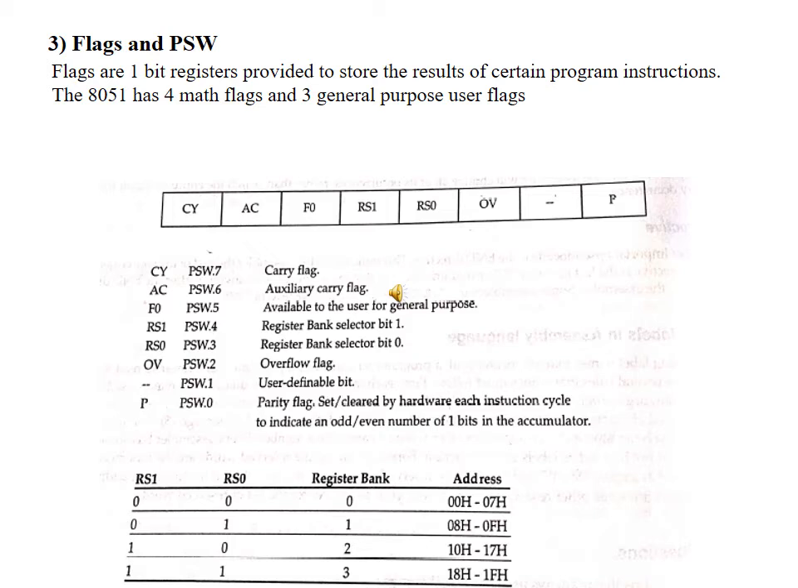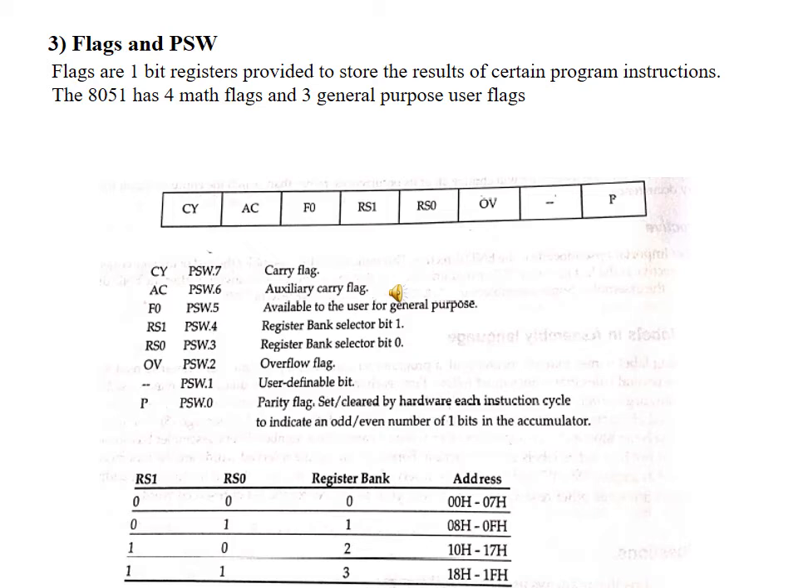So next is the parity flag. So this parity flag will reflect the number of ones in the accumulator register. If the register A contains an odd number of ones, then the parity flag is set to 1. If it contains an even number of ones, then the parity flag is set to logic 0.